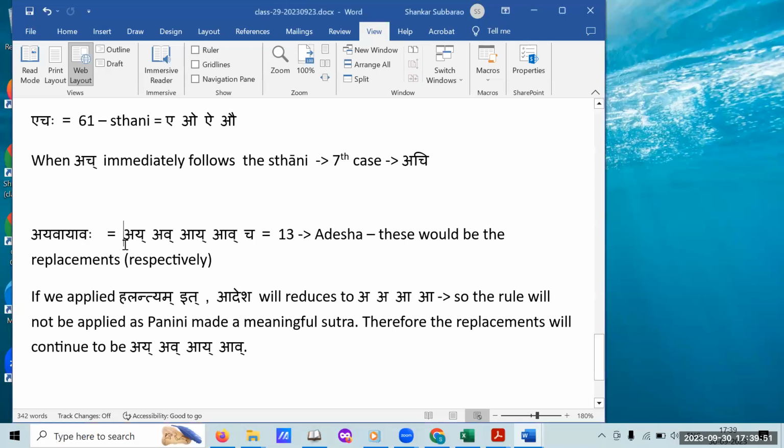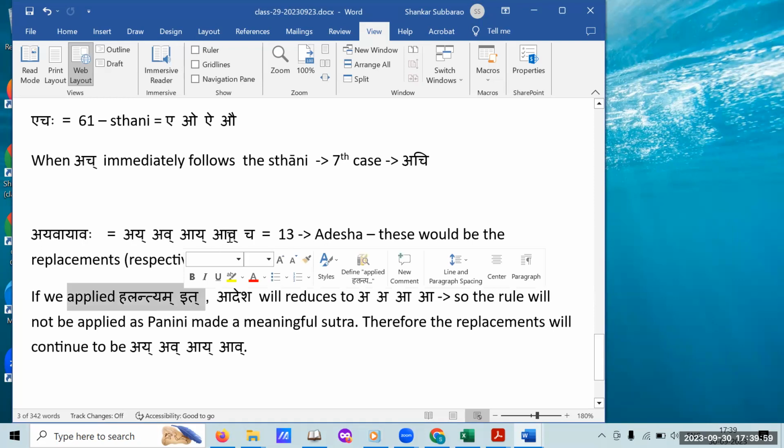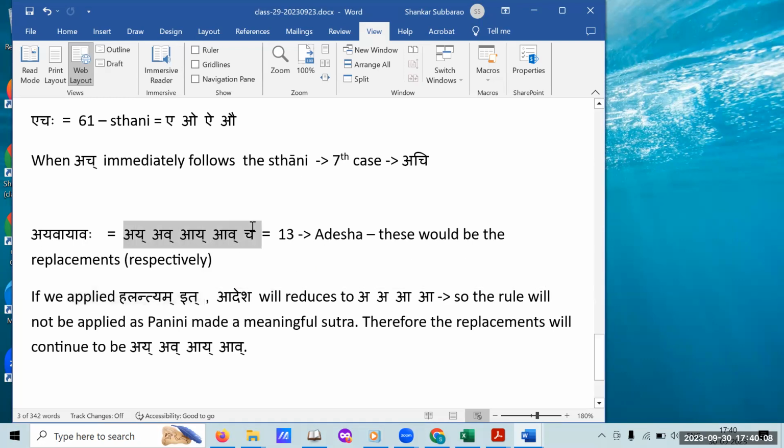So if we apply sutra halantyam it, which we have studied earlier, what would happen? The adesha will lose the ya, va, ya, and va, which will become what? A. Then Panini would not have taken the effort to write ayavayava. He would have said a. Therefore, even though we have sutra halantyam it, it cannot apply in this situation.